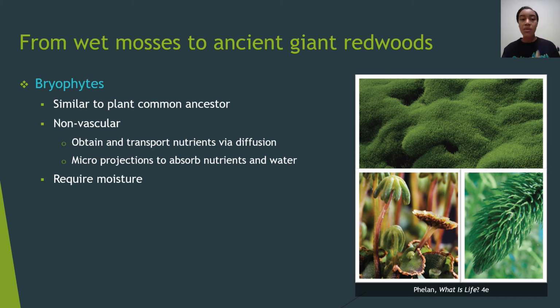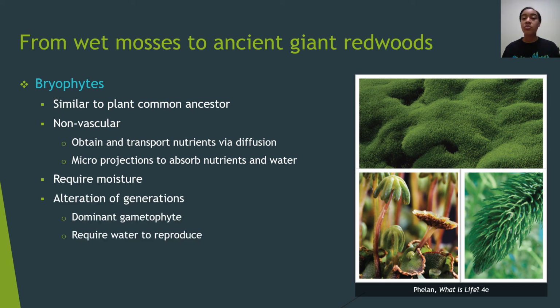Not roots, but just these small projections that are helping to absorb nutrients, but not necessarily roots at this point. Mosses, liverworts, and hornworts all require moisture. If you've ever been out in the woods or near a lake, you'll see these are very, very common. And once those areas dry out, or if you're in a very dry area, you won't really see these organisms as frequently because they require moisture to survive and reproduce. They undergo what we already talked about, alternation of generations, and the gametophyte stage of the life cycle is dominant. In the next slide, we'll talk about what all that means. And as I mentioned, they require water to reproduce.